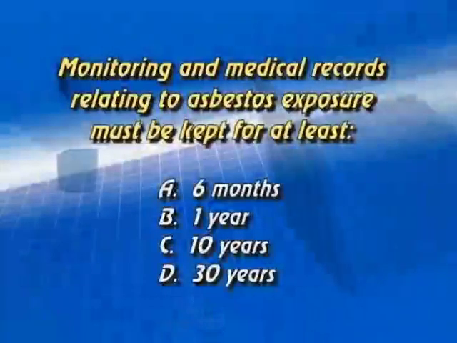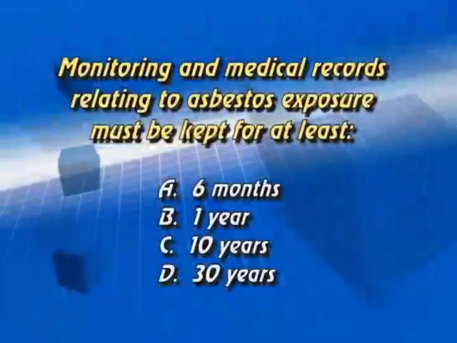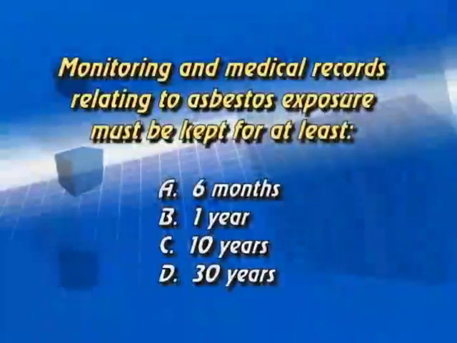Number 66. Monitoring and medical records relating to asbestos exposure must be kept for at least 6 months, 1 year, 10 years, 30 years. And the answer is 30 years. That's a very conservative number. Why? Well, one of the reasons could well be that it takes such a long time for asbestos to develop the damage that it can cause, sometimes 20 to 25 years, that those people in the medical profession that want to know how it originated and who is responsible need to go back some 30 years at least to find out.